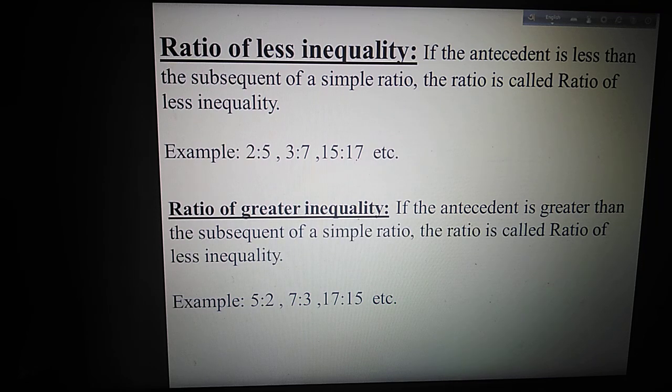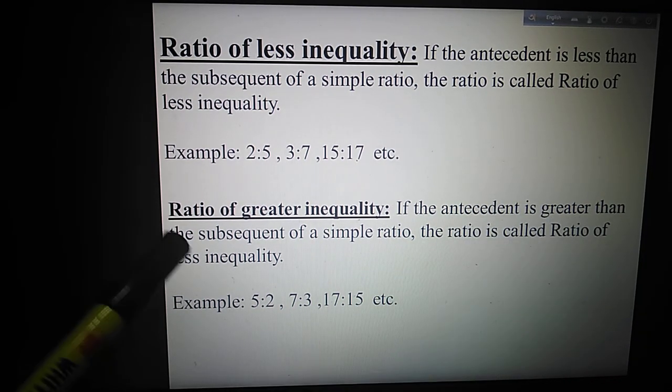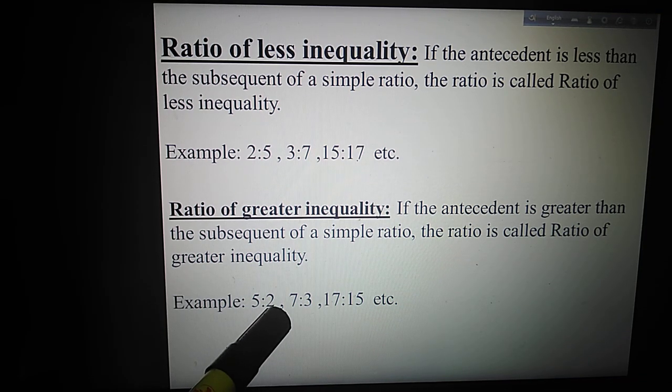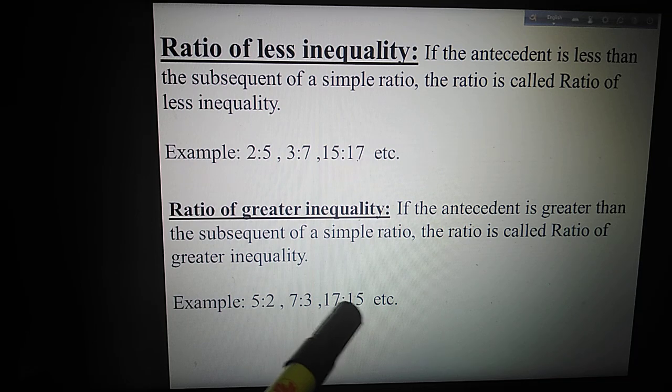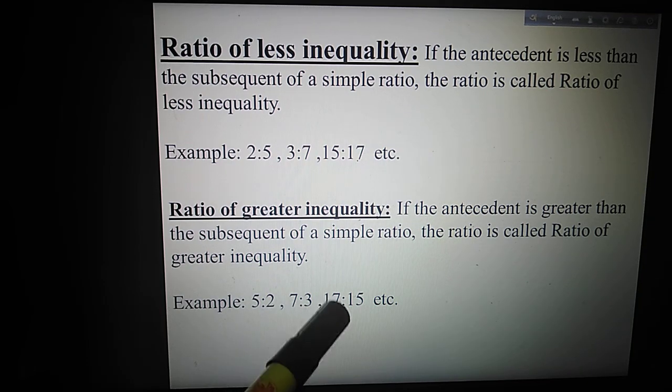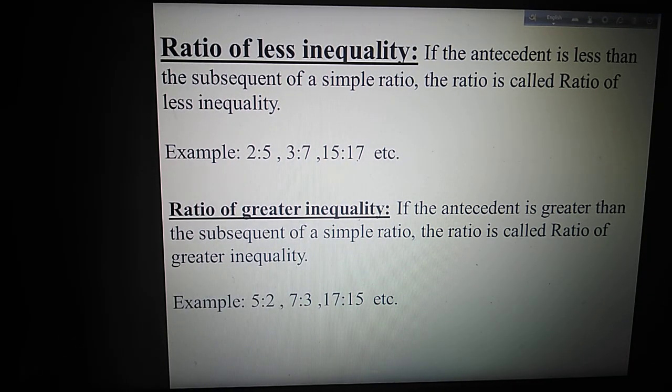Okay, another one, ratio of greater inequality, just opposite of ratio of less inequality. If antecedent is greater than the subsequent of a simple ratio, the ratio is called ratio of greater inequality. Just look at it, 5:2, 7:3, and 17:15. That means antecedent is greater than subsequent. Antecedent is greater than subsequent. 17:15 the same. And if antecedent is greater than the subsequent, then it is known as ratio of greater inequality.